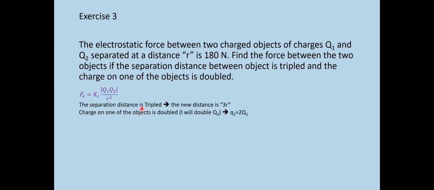Let's see. The separation distance is tripled, so the new distance is 3r. The charge on one of the objects is doubled. I will double Q2. I can double Q1. Since they did not mention which one was doubled, you can double any one you want. So when we replace, the new electrostatic force is equal to Kc Q1, and since I doubled Q2, instead of Q2 we write 2Q2, over 3r, all of it squared.